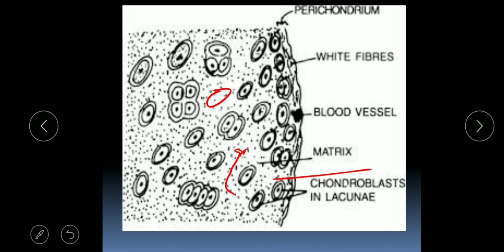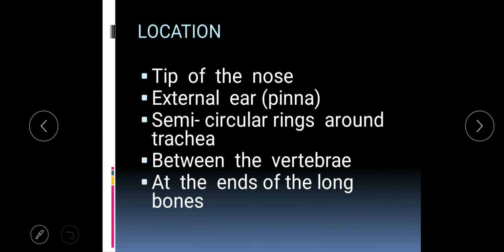The perichondrium is the outermost peripheral region. There it may have a supply of blood vessels and white fibers, but you need not understand about it. Location: it is present at the tip of the nose. It is found in the external ear, that is the pinna. Then it is found in the form of semicircular rings around the trachea and the bronchioles, which are part of the respiratory system.